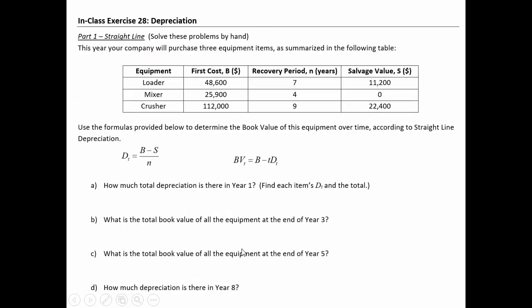Okay, so we're going to start with the in-class exercise. We've got in Part 1 a straight line depreciation problem, and Part 2, which is on the back side of the paper, is a declining balance problem. We're just going to do Parts 1 and 2 and then go over the solution together, make sure that everyone got it correctly, and then we'll talk a little bit more about the MACRS method.